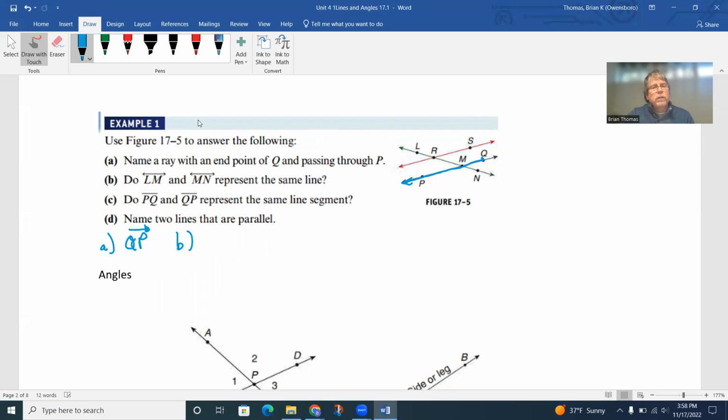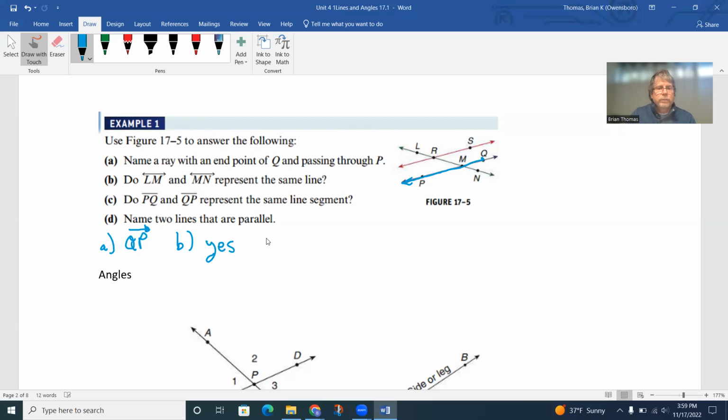So question B, do line LM and line MN represent the same line? To be the same line, they have to be on top of each other. So notice how LM is going in one direction and MN is running in the same direction. So notice how they actually represent the same line. Because L, M, and N are all on the same line, that does represent the same line. So yeah, that's true.